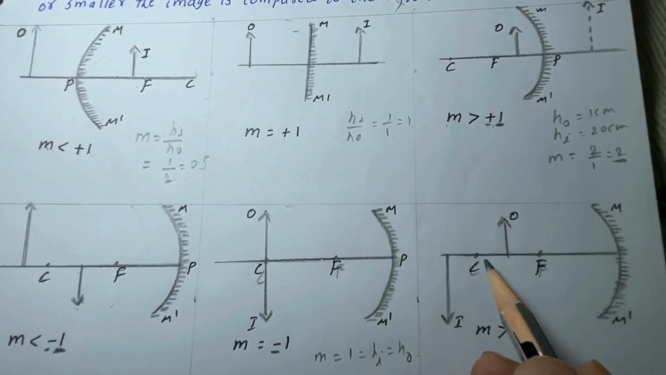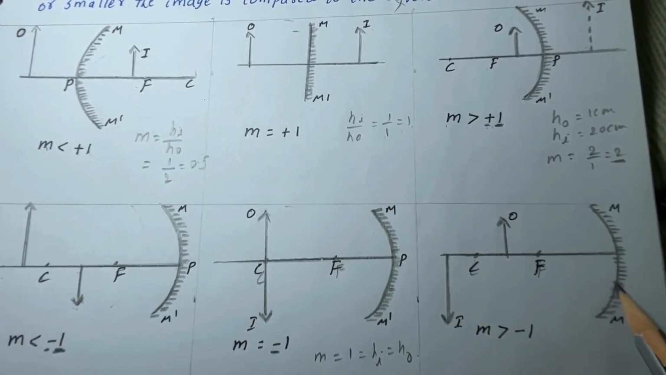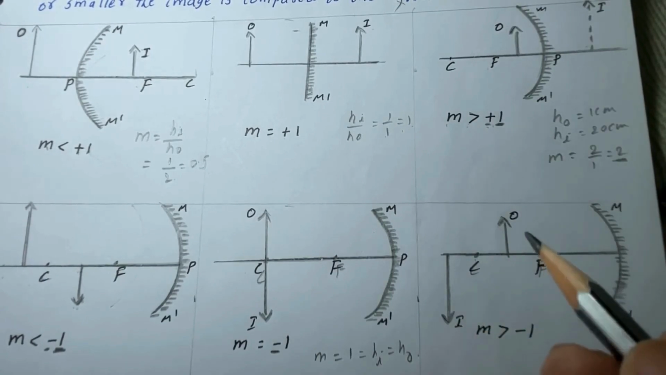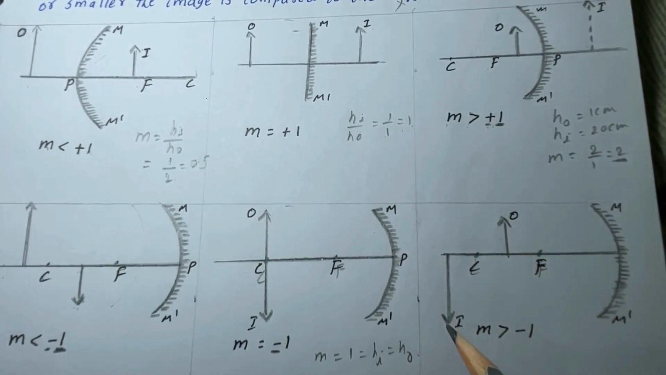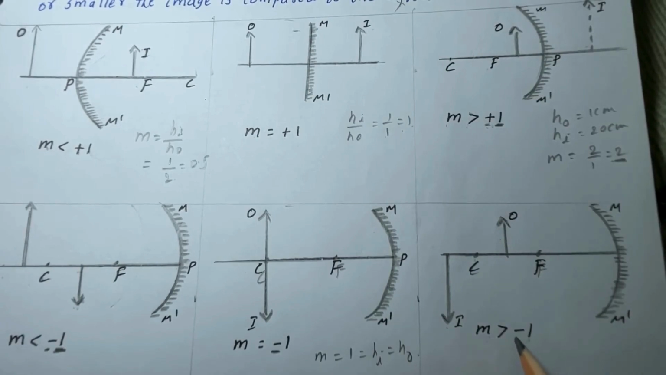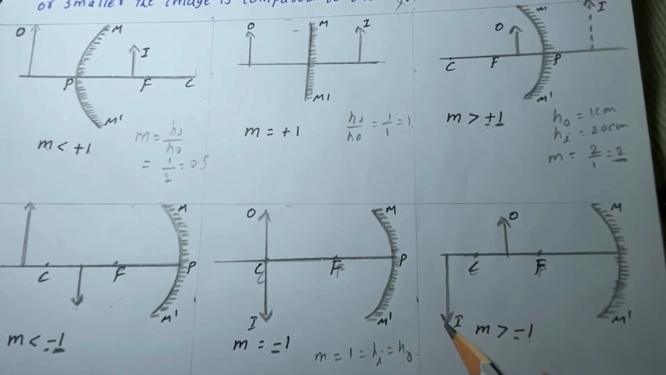And when the object is between the center of curvature and focus of a concave mirror, then it forms an image. And how is it magnified? M is greater than 1, that means the size of the image is more than that of the object size, that is, it is an enlarged image. And here the minus sign shows that this is an inverted image.